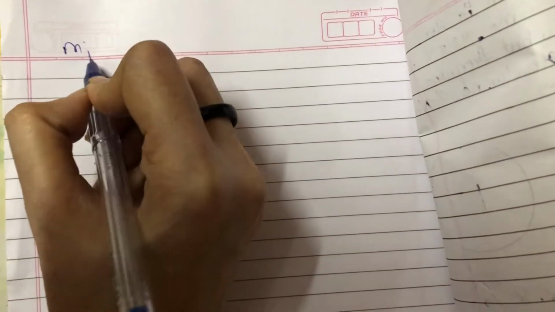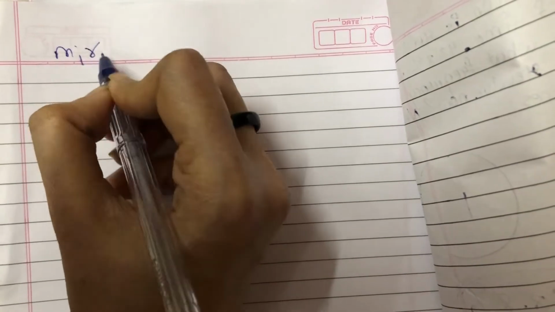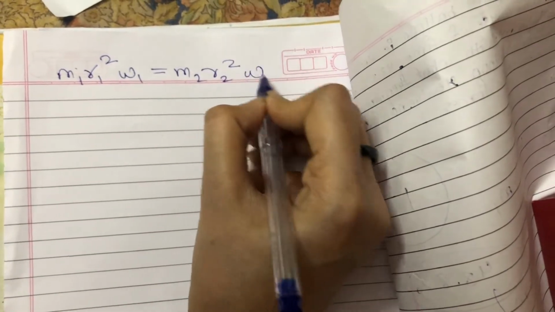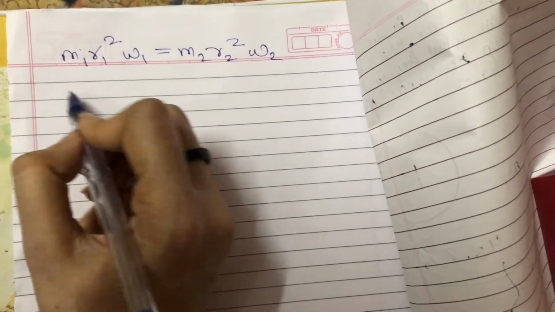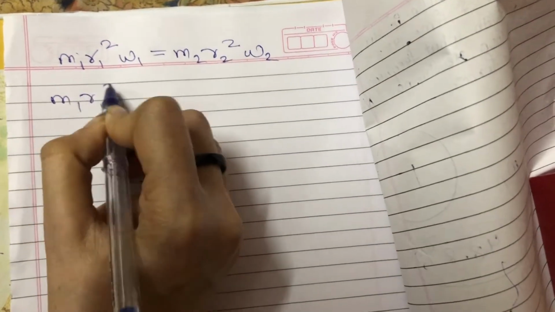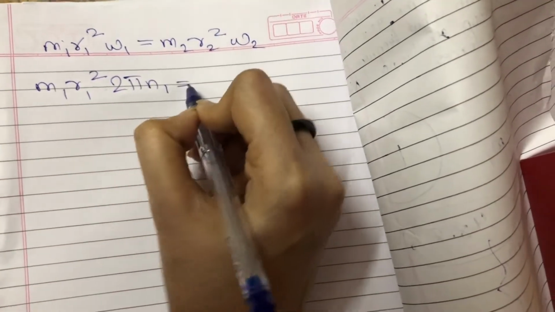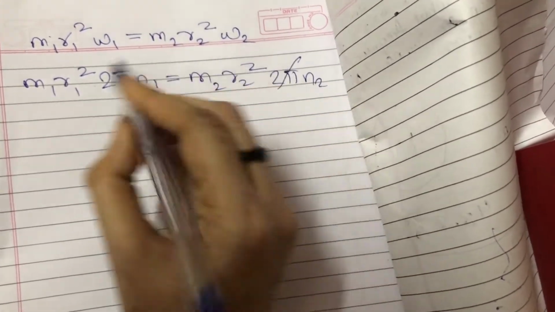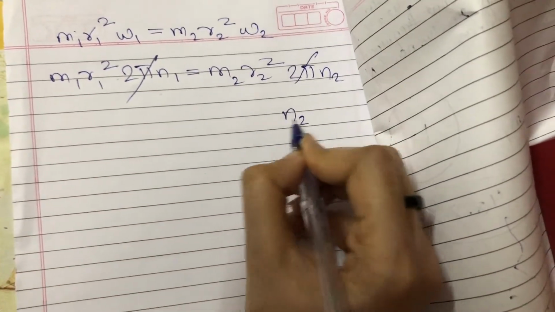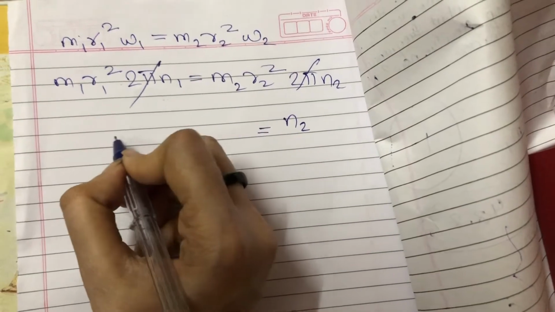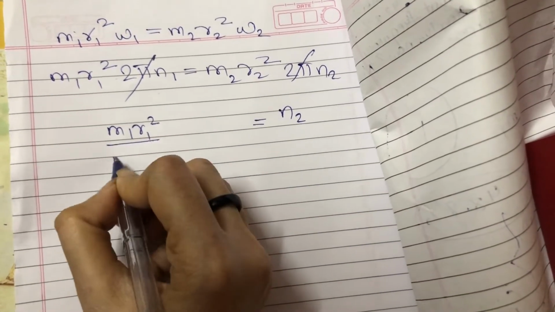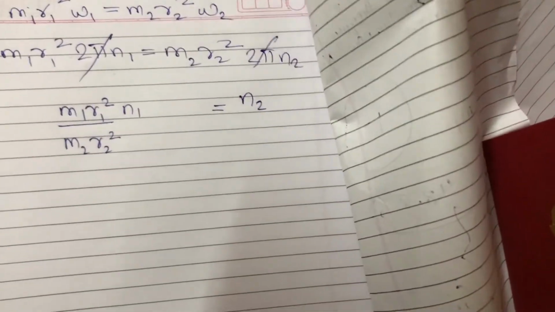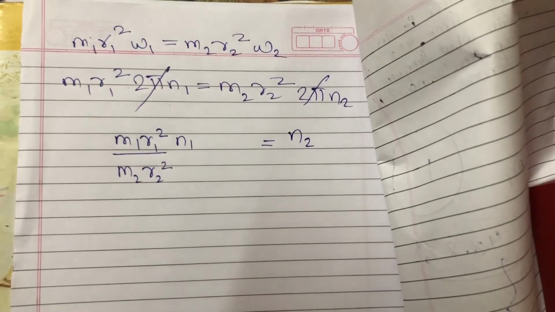Now what is left? m1 r1 square omega 1 is equal to m2 r2 square omega 2. This is left. So m1 r1 square omega 1 is 2 pi n1, and m2 r2 square omega 2 is 2 pi n2. From here 2 pi and from here 2 pi get cancelled. They have asked us to calculate n2. So m1 r1 square upon m2 r2 square and n1. We don't have the radius. Nowhere in the question do they discuss the radius of the sphere.